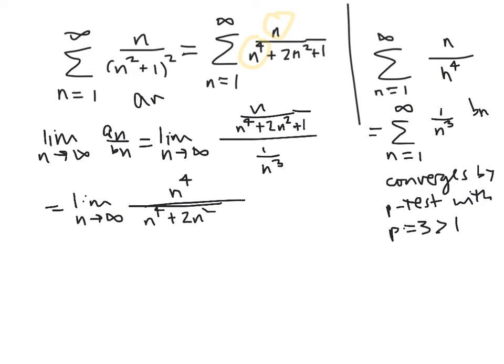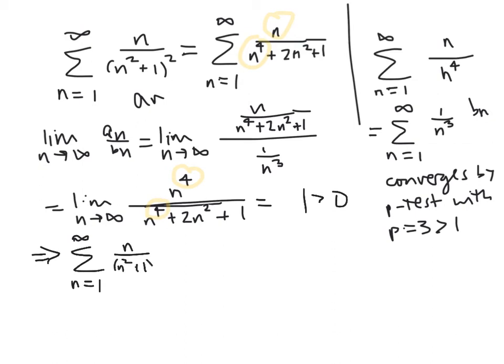And then we need to take the limit of this lovely expression. What we notice is that the degree of the numerator is 4, and the degree of the denominator is 4. Therefore, the limit is the ratio of the leading terms. They're both 1. Therefore, the limit is 1, which is bigger than 0. And what this tells us is that our series is going to converge by the limit comparison test, because the series we compared it with also converged.